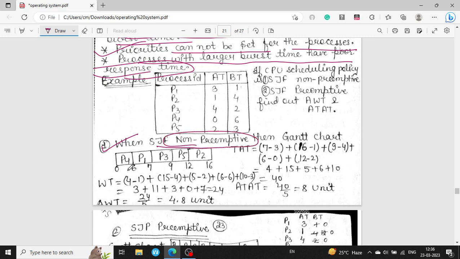For the Gantt chart, first of all you have to see who came first. At 0 arrival time P4 came. It uses the CPU for 6 seconds. After that, P1 came, which uses only 1 second. So we write 6 plus 1, 7.